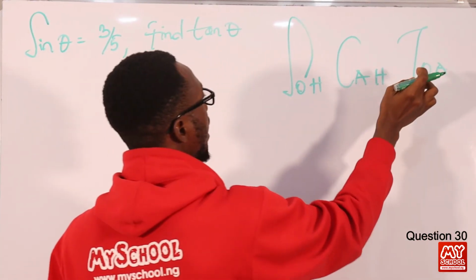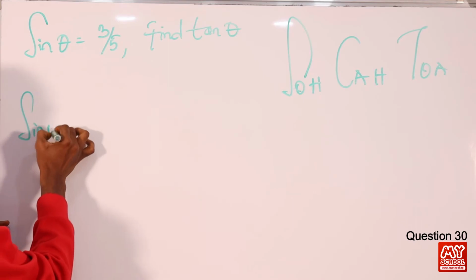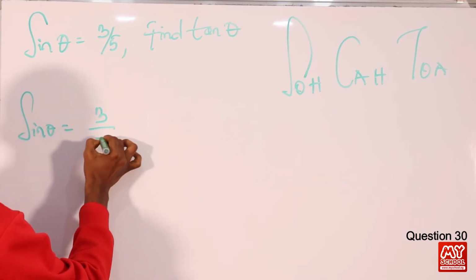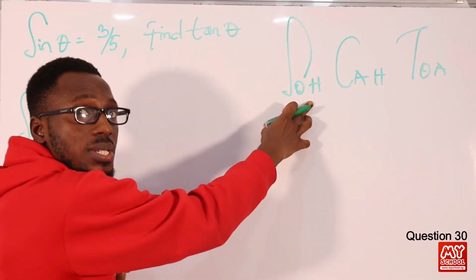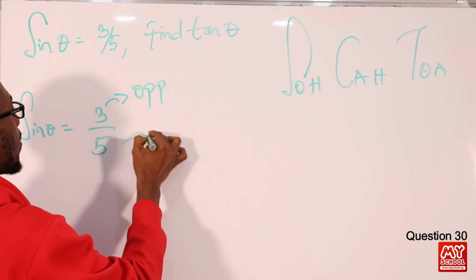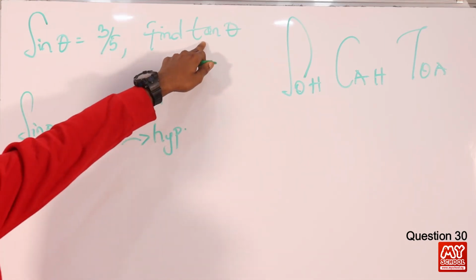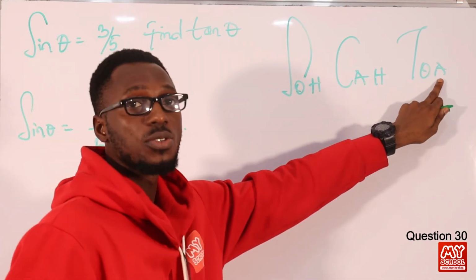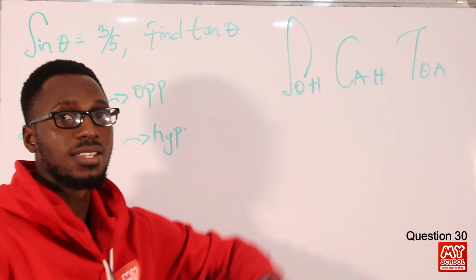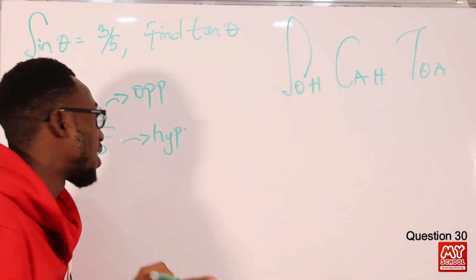Okay, sine, cosine, and tangent. So I have sine theta is actually 3 over 5. So sine is opposite over hypotenuse. So I have opposite right here, then my hypotenuse. So we're asked to look for tan, but we recall that tan is actually opposite over adjacent. So we don't have adjacent. So how do we do that? We can reintroduce Pythagoras theorem.